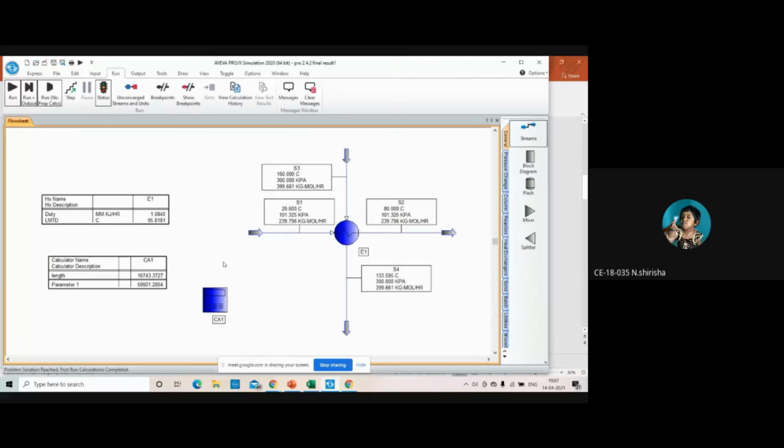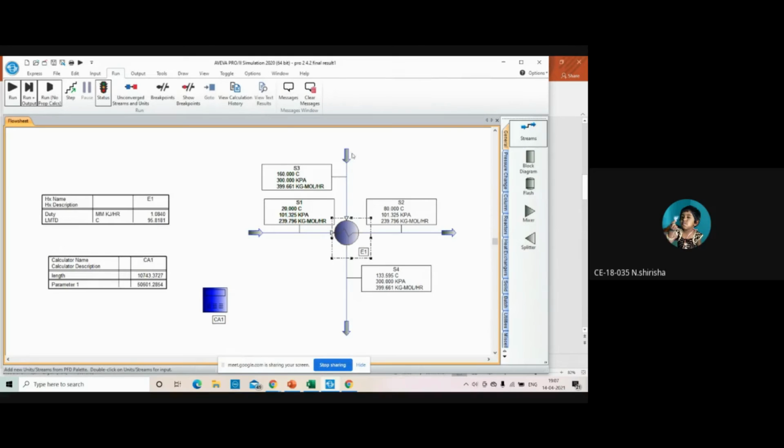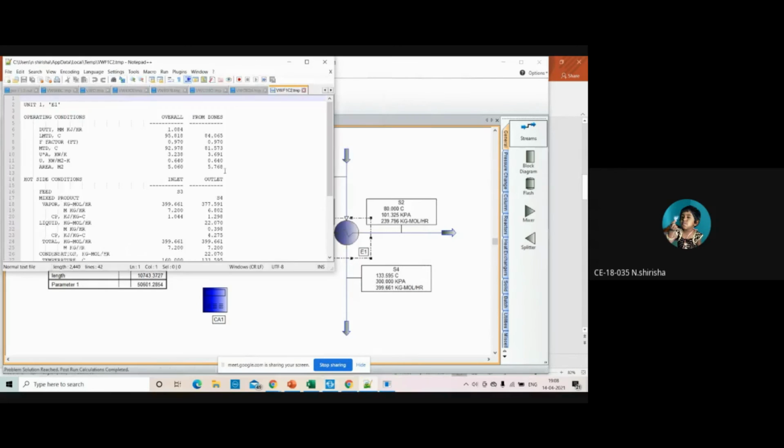So we know that area equals pi times diameter times length, so length equals area by pi d. By running the flow sheet, we will get the area. Now I'll show the area. See, here we got an area of 5 meters square. So the flow sheet, the computer will take the area as 5, and this is known.